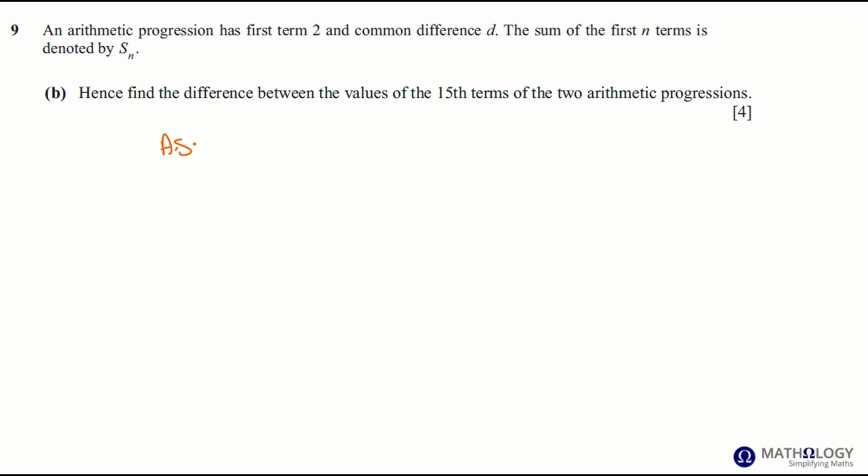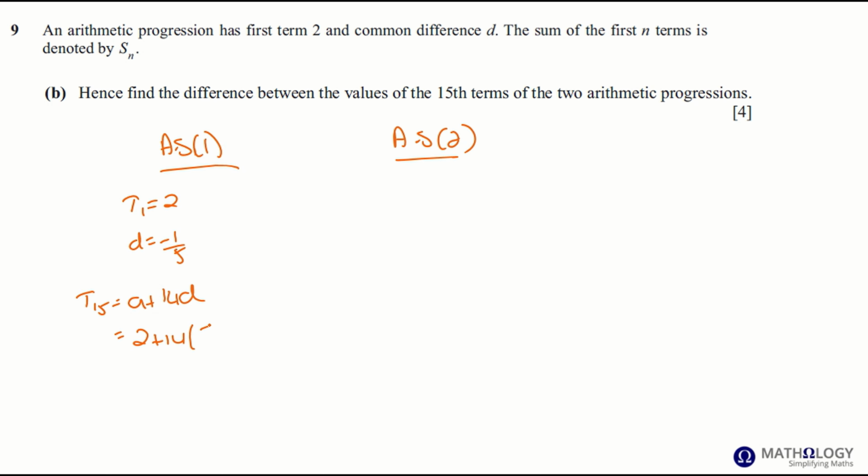So the first arithmetic progression and the second. The first thing we're going to do is find the 15th term of each of these progressions. First arithmetic progression had a first term of 2 and a difference d. d is minus a fifth. So we want to find the 15th term, which is a plus 14d. That's going to be 2 plus 14 times minus a fifth. It's going to be minus 4/5.